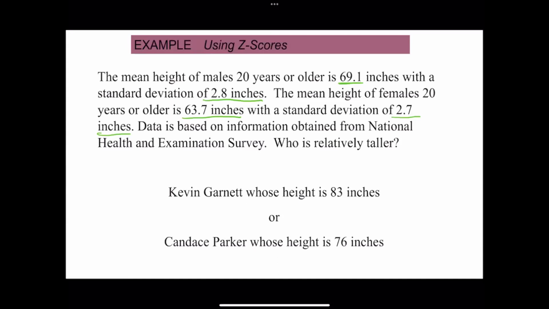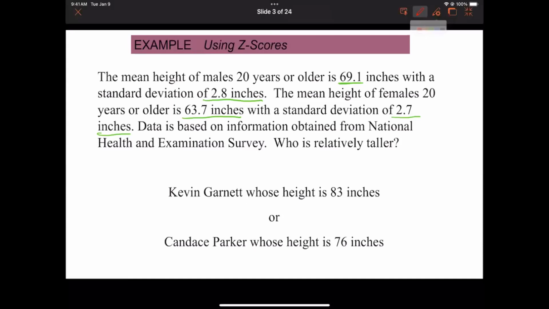So we're going to start with the z-score for Kevin Garnett. We're going to take the data value, which is 83, subtract the mean, which is 69.1, and then divide it by the standard deviation, which is 2.8. So in my calculator, I'm going to put parentheses around the numerator, and then do all of that math: parenthesis 83 minus 69.1, close the parentheses, divided by 2.8.